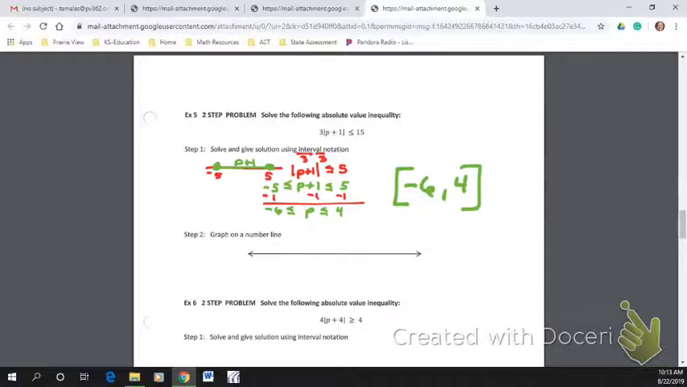On my graph, that's going to look like this. -6, 4, and when you go to do the graph on the computer, you'll select bracket, bracket, and then you'll pull the brackets to these points like that.